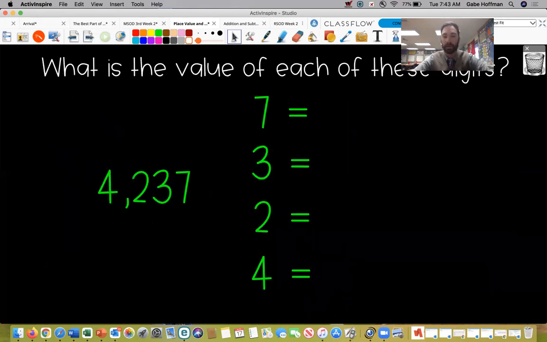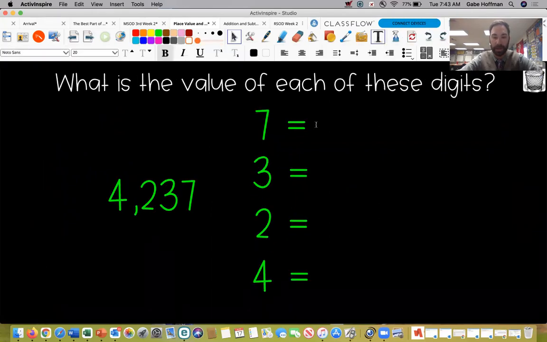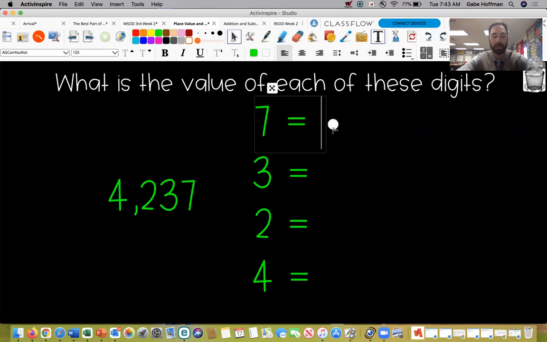So let's talk about the value of each of these digits. I'm going to give you a second to think about it, and I'm going to type it out based on what you say. That 7's in the ones place. What do you think it's worth?